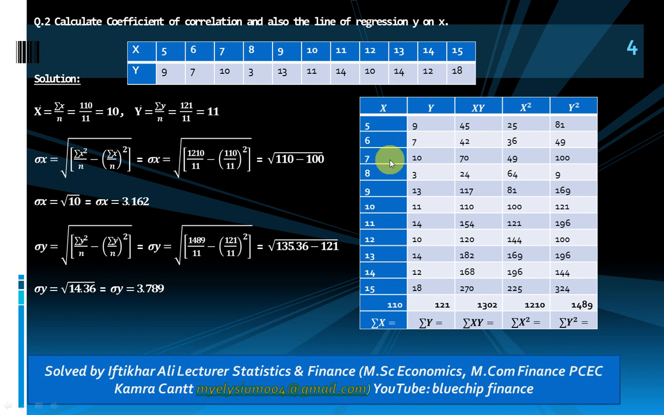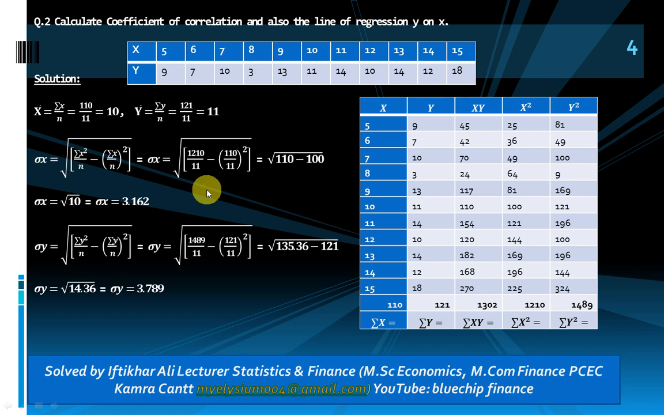We need 5 different calculations. I have reminded you many times that in correlation and regression, simple regression, we normally use 5 calculations: x, y, xy, x square and y square, and all the sums are given here. Sum of x is 110, sum of y is 121, sum of xy is 1302, sum of x square is 1210, and sum of y square is 1489. The first important step is to calculate the mean of x and mean of y. So the mean of x is 10 and the mean of y is 11.